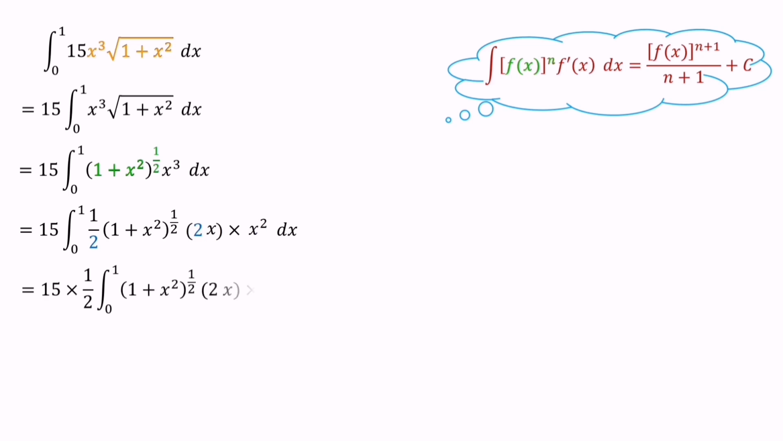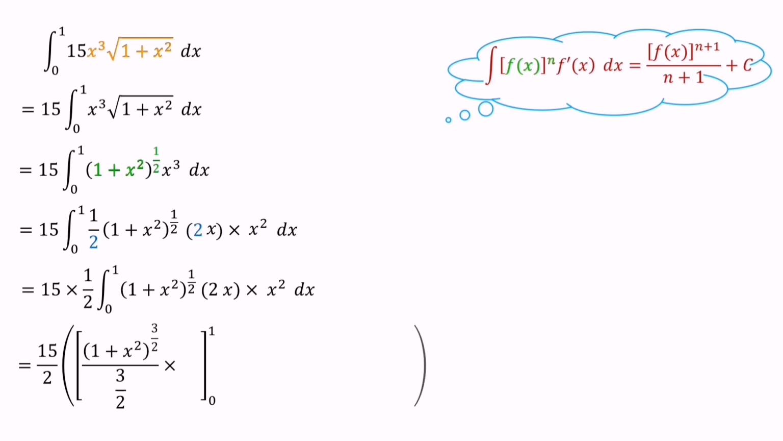Now we have f(x) to the power of n and f dash x. So using this equation, we can write 1 plus x squared to the power of n plus 1. The n plus 1 value equals half plus 1, and half plus 1 equals 3 over 2. So we can write 1 plus x squared to the power of 3 over 2 over 3 over 2. We can write the x squared term as it is. Now minus integral 1 plus x squared to the power of 3 over 2 over 3 over 2 into the differentiation of x squared. Differentiation of x squared equals 2x.